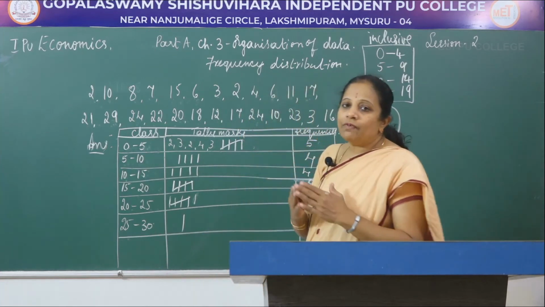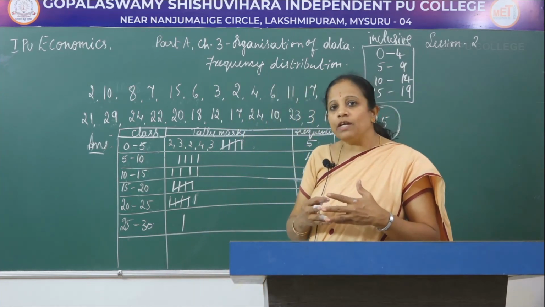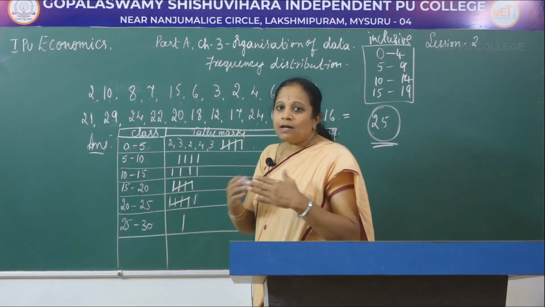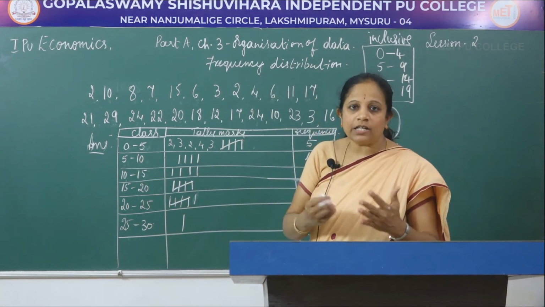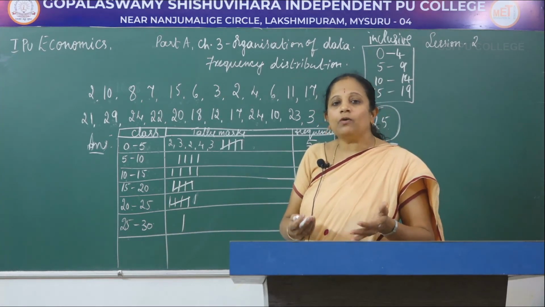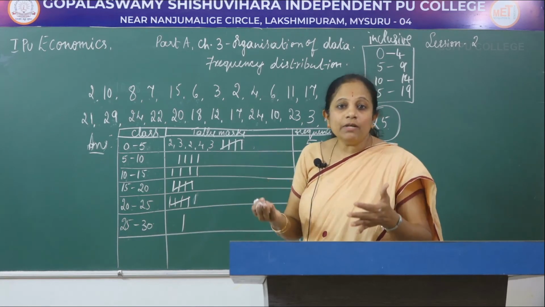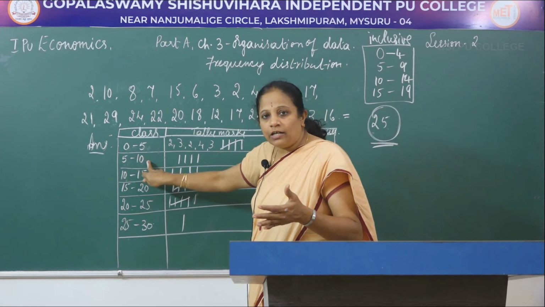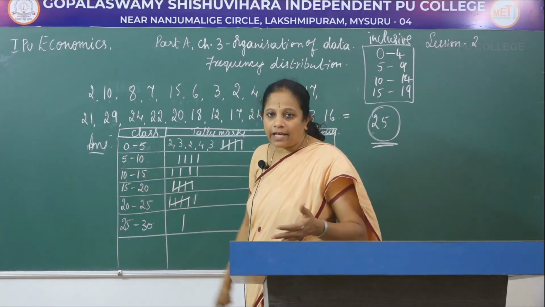So the class width is usually between 5 and 15. Here we have taken the class width as 5. Sometimes it will be like 0 to 10, 10 to 20. So here the class width is 10. At the maximum it may go beyond 10 and it may limit itself to 15. So then 0 to 15, 15 to 30, 30 to 45, like this.